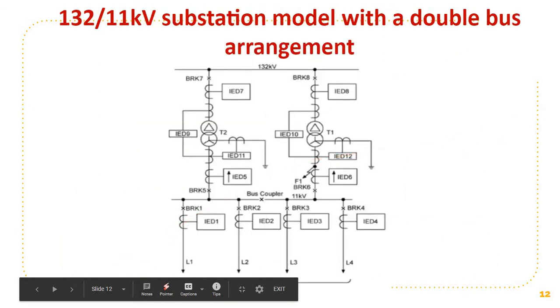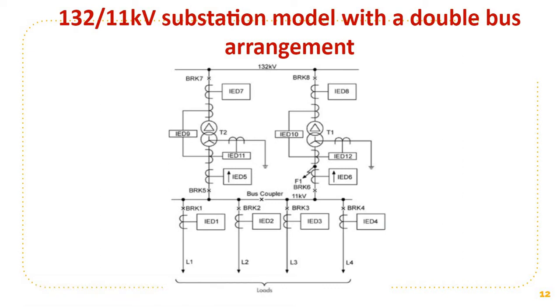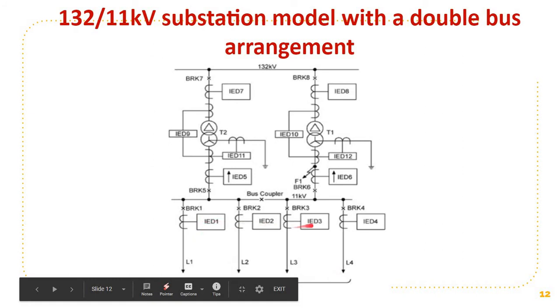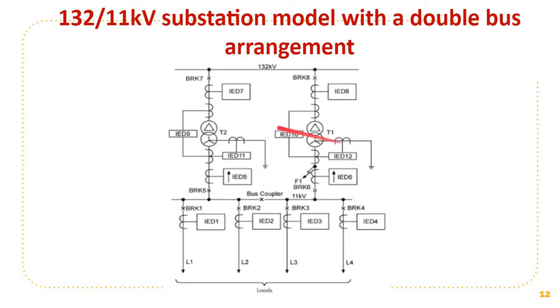Here you can see a 132/11 kV substation model with a double bus arrangement, and you can see various IEDs connected. You can see IED 1, 2, 3, 4 connected to feeders, 5, 6, 7, 8, 9 and 10, 11 and 12. So almost 12 IEDs are connected in this double bus circuit, which can give all the necessary information required for activating the protection and also recording.